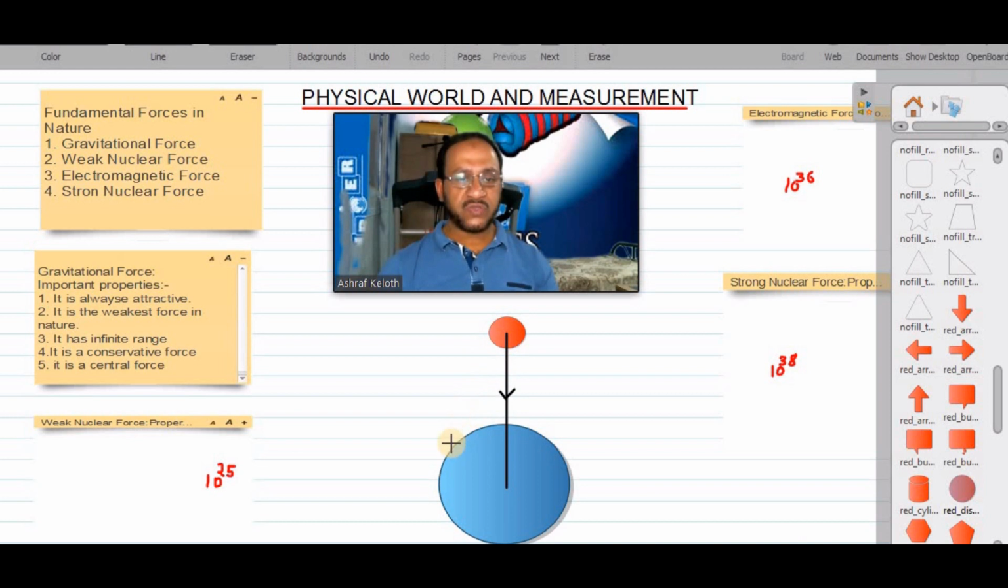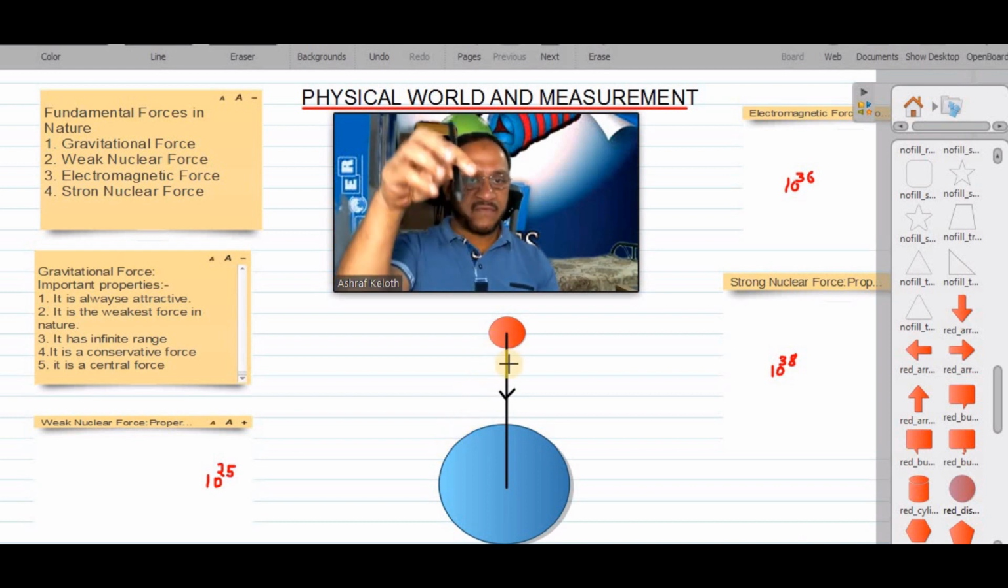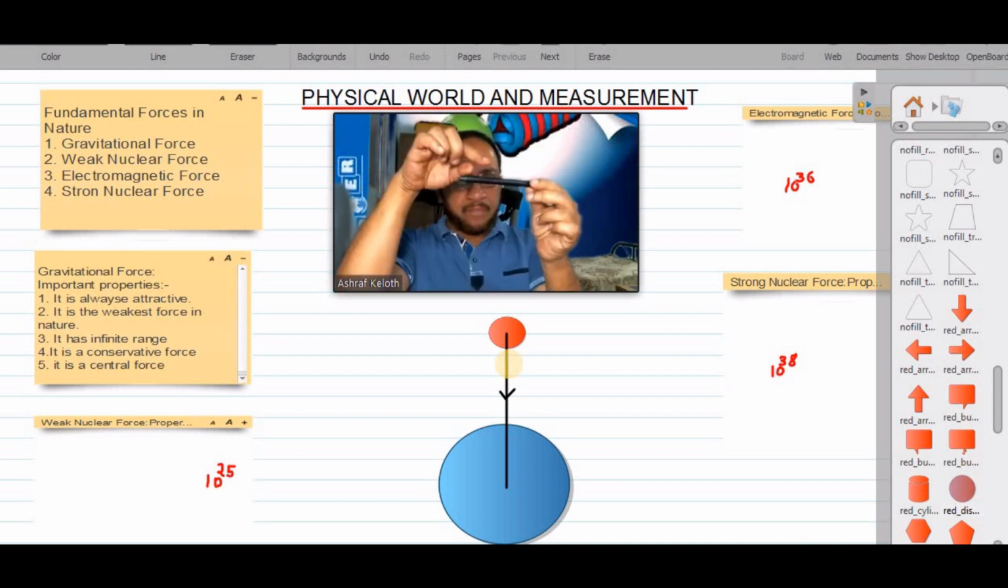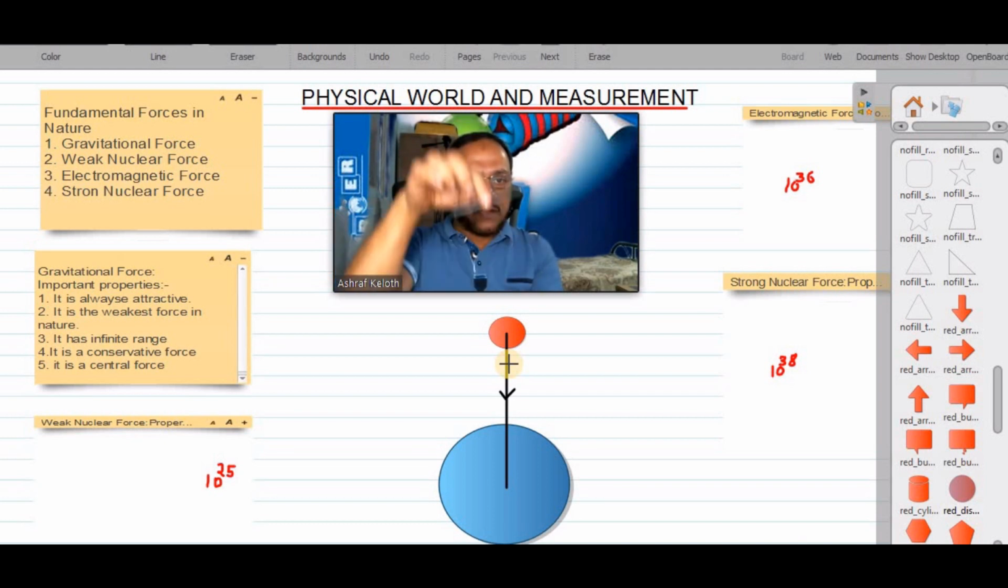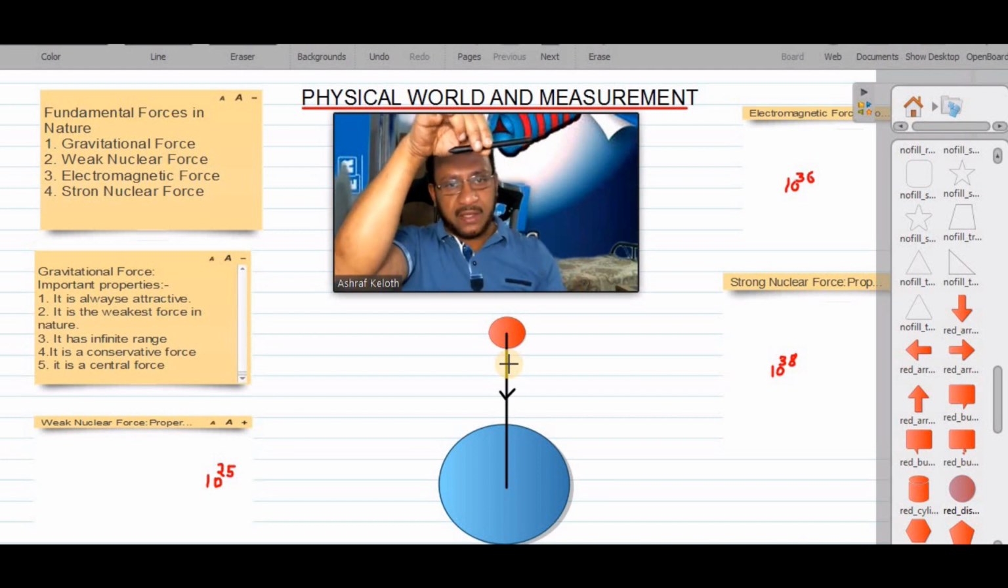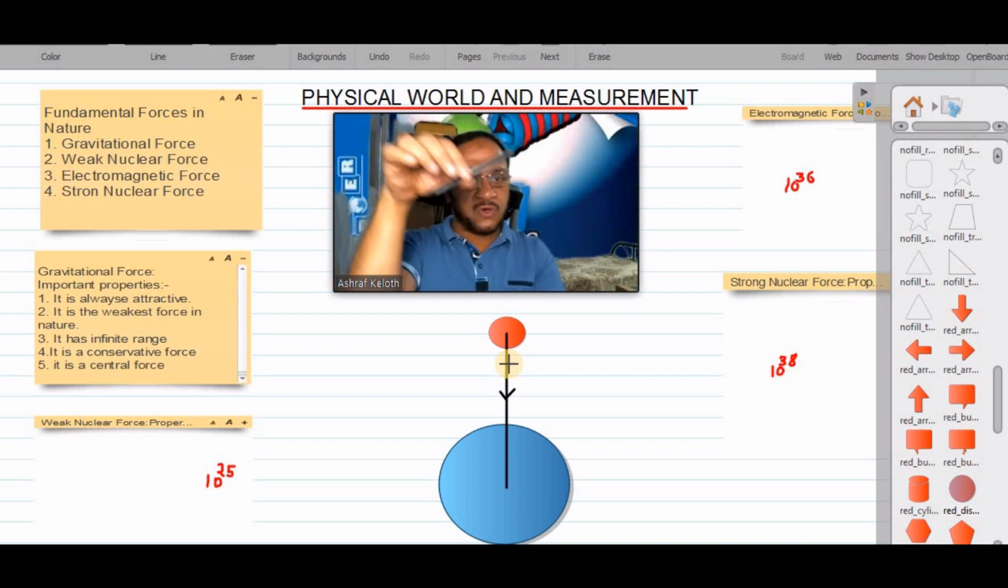If the force is acting this way, then if you drop something, it will be falling like this. Suppose if I am dropping this pen, it is falling vertically downward because the force between this pen and the Earth is acting along the line joining the center of this pen and the center of the Earth. That's why it is falling vertically down. Otherwise, if the force is acting this way or this way, if I drop, then it should go this way or this way.